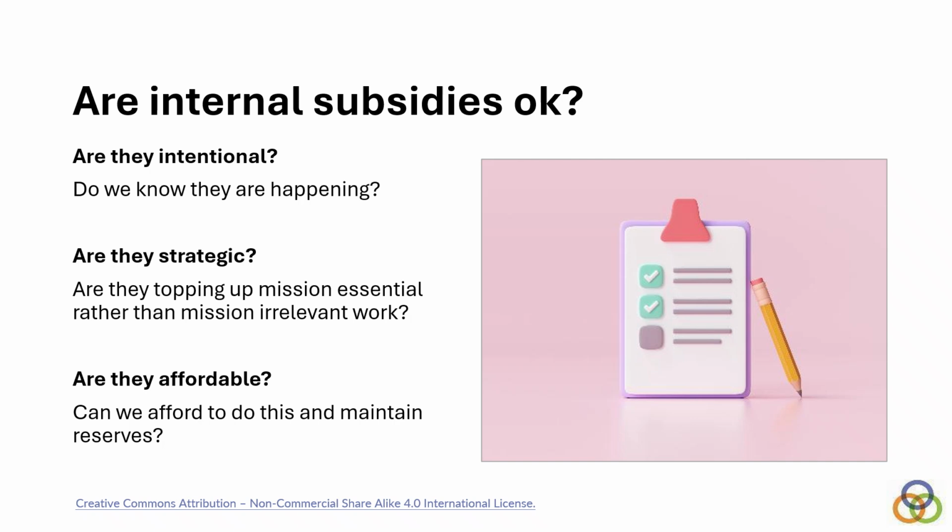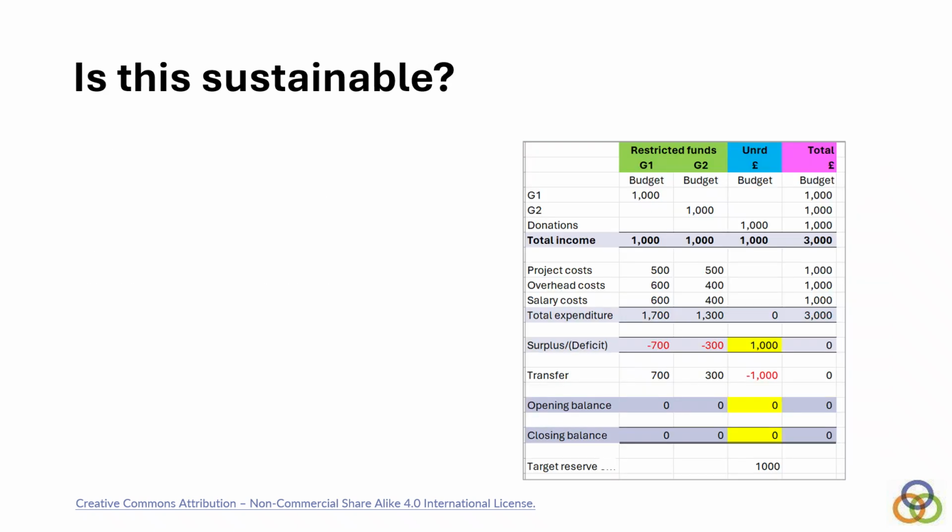Are we choosing to do that? And if we are, are we choosing to top up mission essential work and not topping up mission irrelevant work? Is this really the best use of these funds? And if it is, fantastic, providing it is affordable. We can do that and build and maintain reserves.